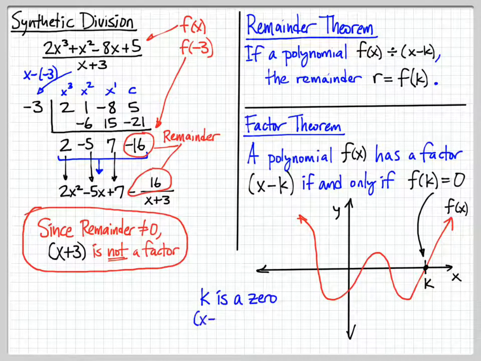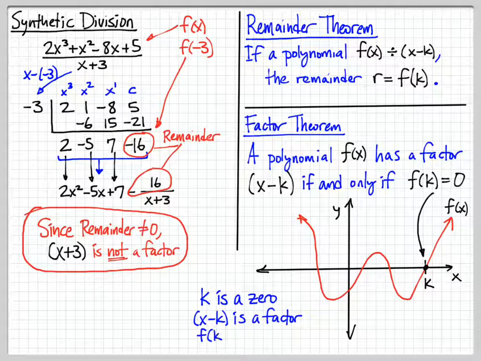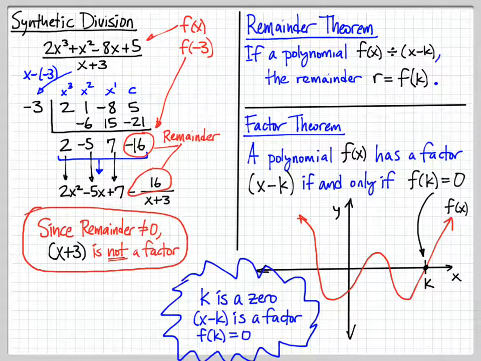So these are three synonymous statements. k is a 0, x minus k is a factor, f of k is equal to 0. These are all saying the exact same thing. And we actually saw this before with the intercept form. If you remember the intercept form of our quadratic, it meant that k was an x-intercept. And so again, these are synonymous terms. If somebody tells you that k is a 0, you also know that x minus k is a factor.